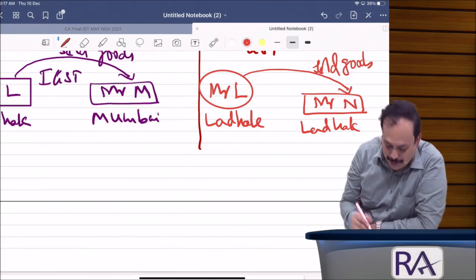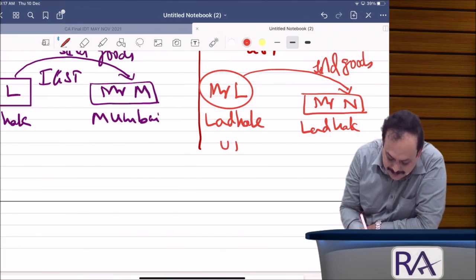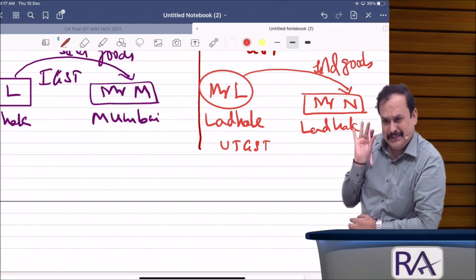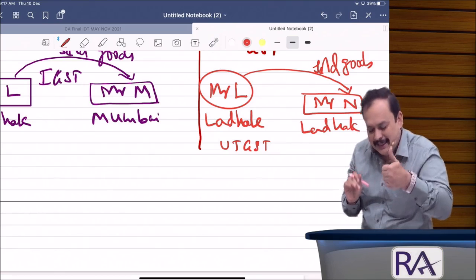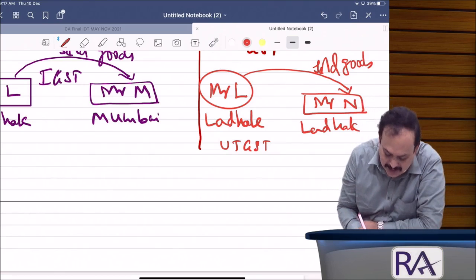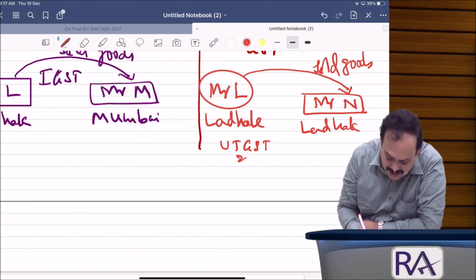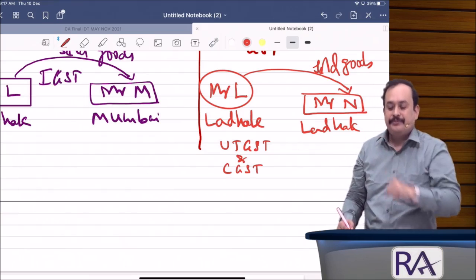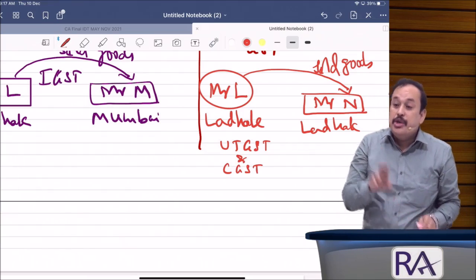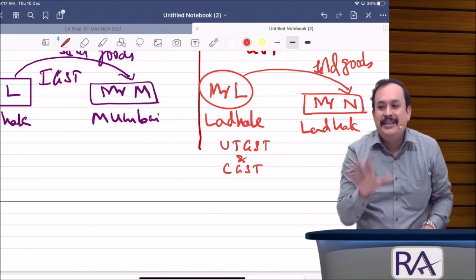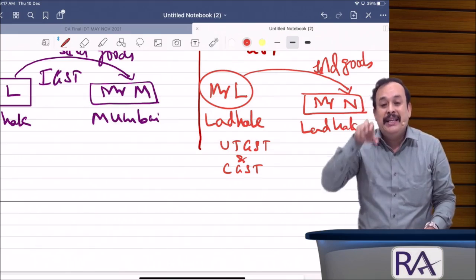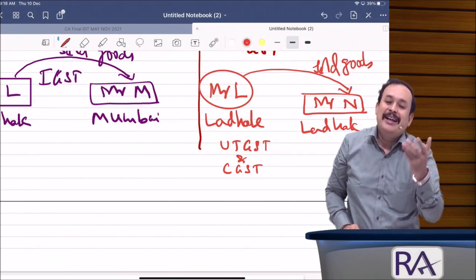UTGST attracts first? Okay. UTGST plus, or only UTGST? CGST will attract? Are you sure? Excellent. Perfectly correct. UTGST and CGST will attract. UTGST applies only in replacement of SGST, wherever it is a union territory with no state assembly.